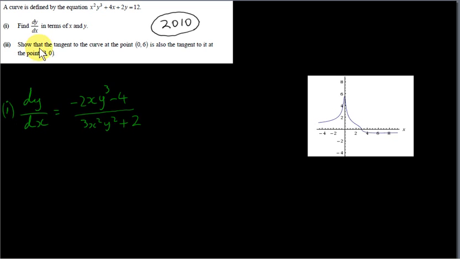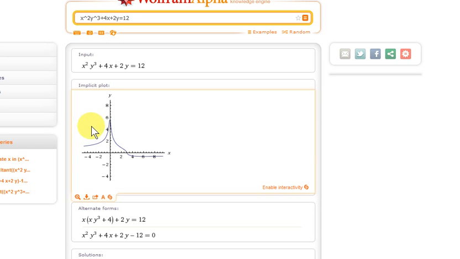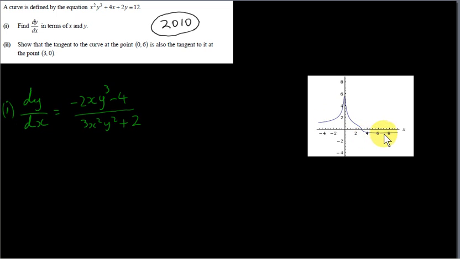In part 2, we want to show that the tangent to the curve at the point 0, 6 is also the tangent to the curve at the point 3, 0. If you want to see what the curve looks like, you can type your function in here and hit return, and you can get a graph. Of course, you don't need to have the graph to answer this question, but I'm going to use the graph to explain what this question is all about.